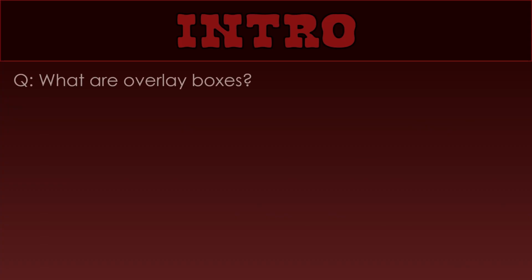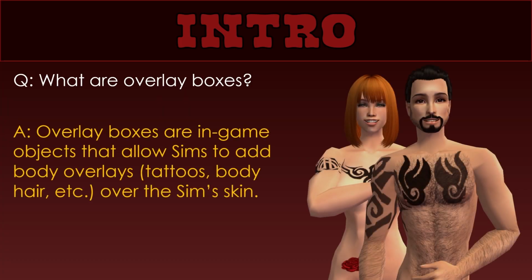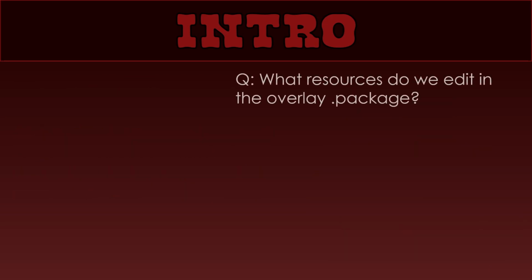What are overlay boxes? Overlay boxes are in-game objects that allow Sims to add body overlays, that's tattoos, body hair, etc., over the Sim's skin. What resources do we edit in the overlay package?